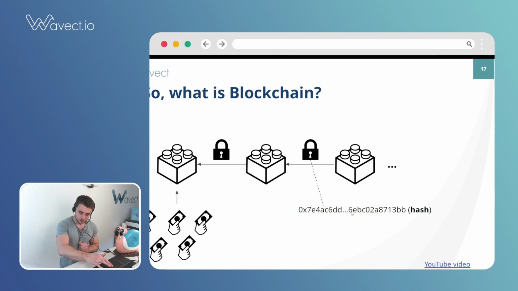We know that these transactions generate this hash. And if you change something, the hash will look completely different. That's the idea of this.